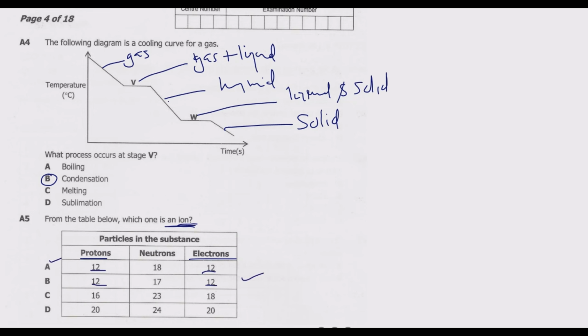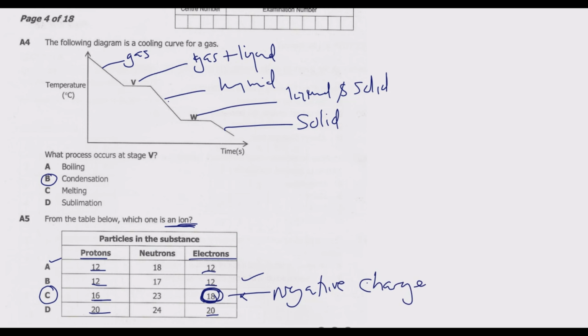12, this is okay also. We have 16, 18, 20. So what you notice here is this one is the only one which is imbalanced. So C would ideally be the correct answer, because we have gained more electrons, such that we have more electrons than protons. So this one has a negative charge, which is an ion. So that is the case.